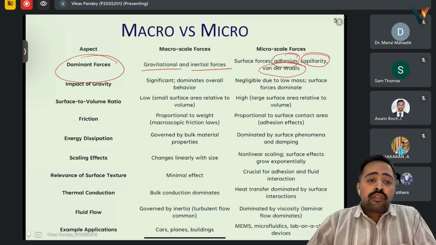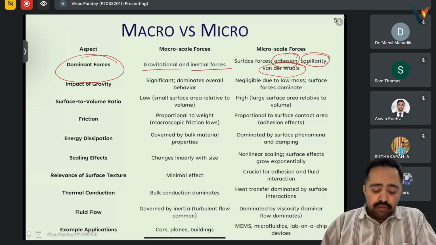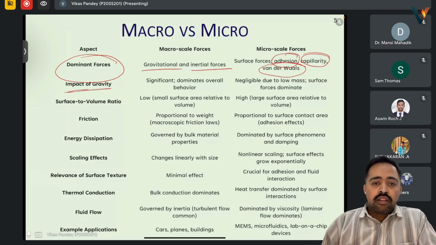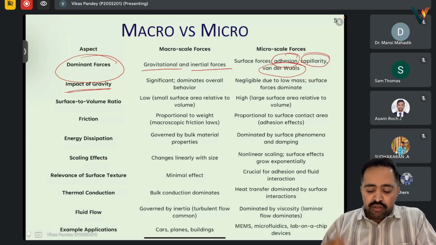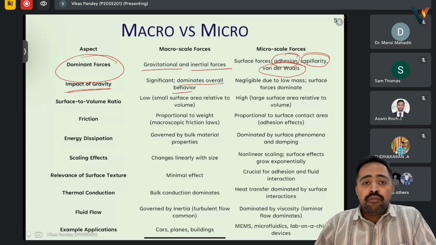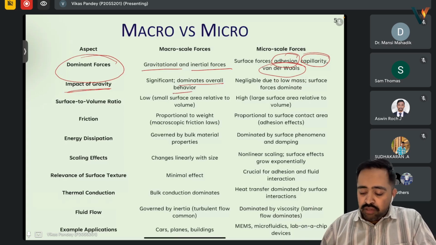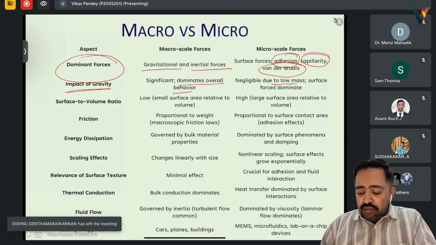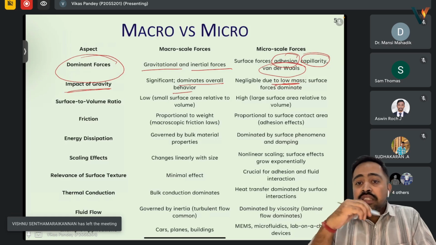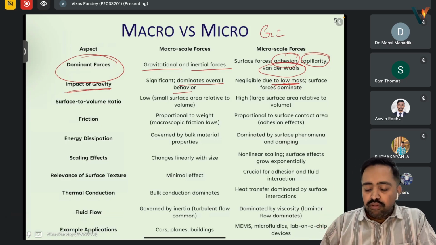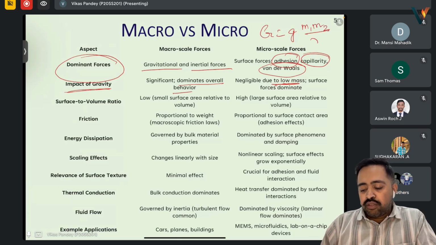So gravity dominates at macro scale. It dominates overall behavior. But when we are talking about the micro level, it is negligible due to low mass, since we know that gravity is equal to G m1 m2 over r squared, right?